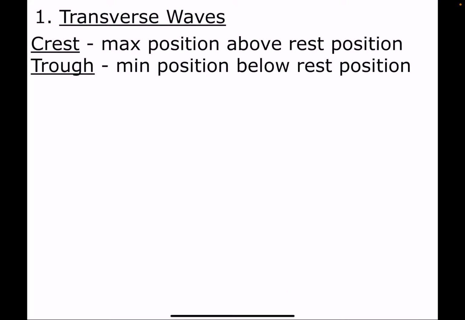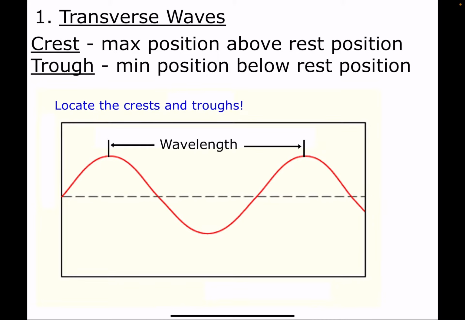All right, let's talk transverse waves. The crest is the max position above rest position. The trough is the minimum. The rest position is this dotted line. If you had a rope or an elastic band and you stretched it out, there's the rest position. But as you flick the end up and down, it's going to go up like this, and a little bit later it'll come down. This spot over here is going to go up and down.